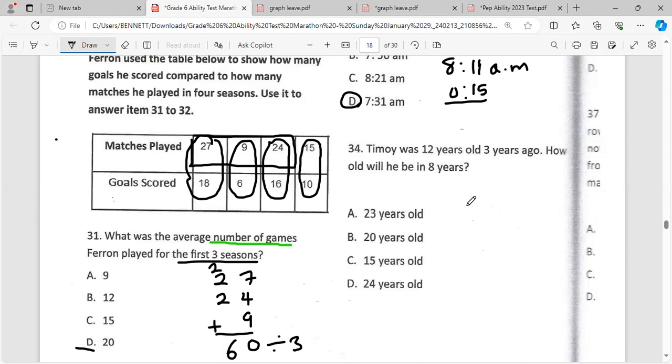Okay, Jeremiah, go ahead. Sir, that's what I did. Okay, Kelly. It says he was 12 years old 3 years ago. So then I add 12 years plus 3 years to get 15, because I want to know his current age. Then it says how old will he be in 8 years? So then I added 15 years to the 8 years, then I got 23 years old, sir. Yeah, correct.